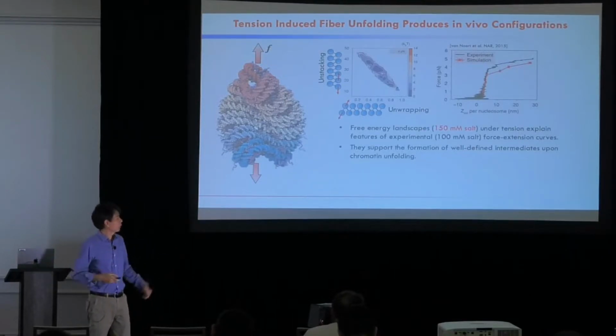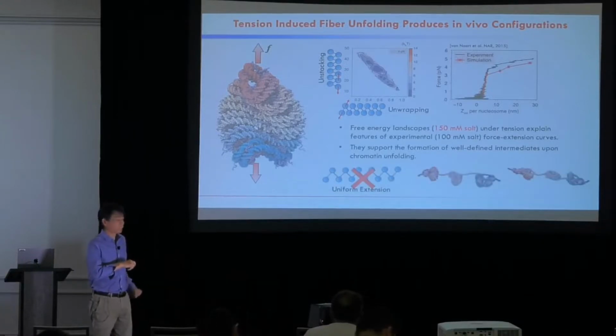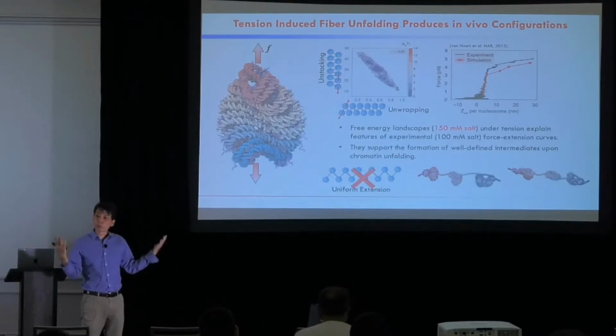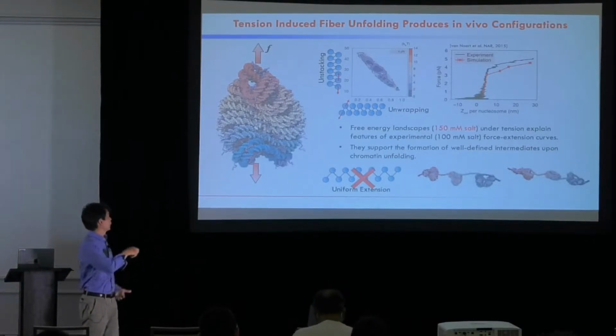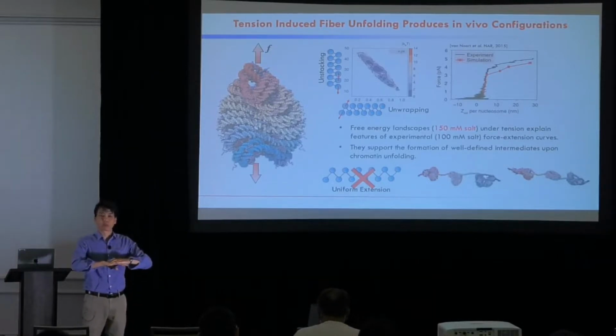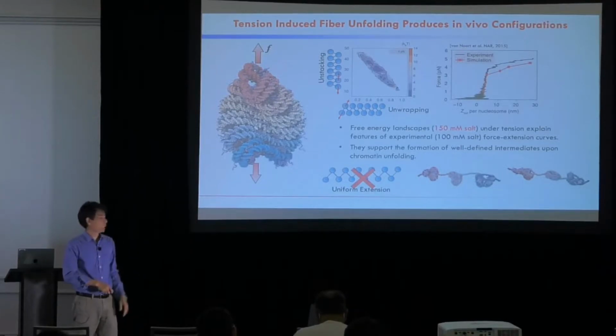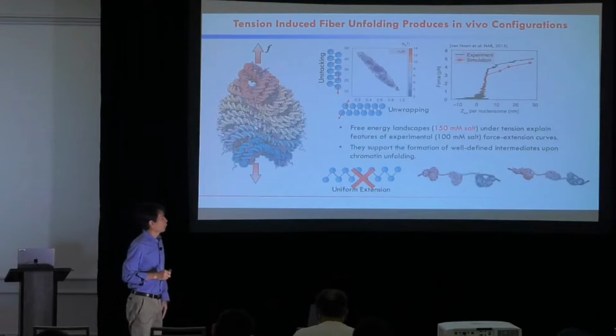at pulling forces, we actually never see a uniform extension of chromatin. And this was proposed before, because if you look at this structure, it's very symmetric, right? It's really like a Hookean spring. So if you pull on a Hookean spring, you would expect a uniform extension. But that was actually not happening at all in our simulation.